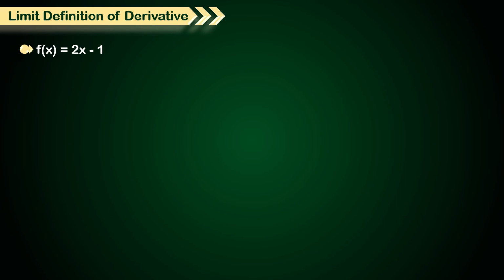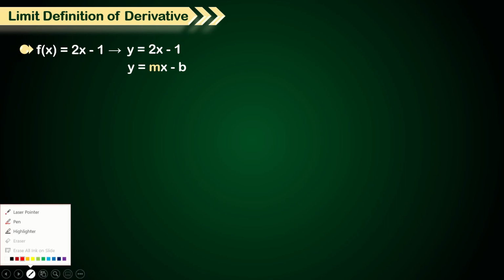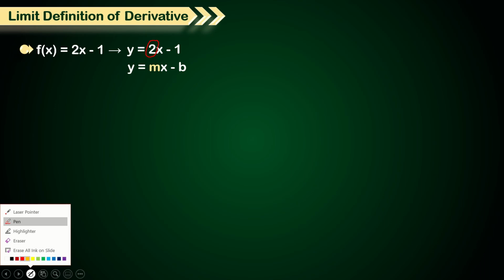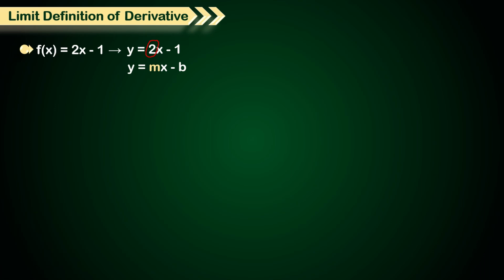The function can be written as y equals 2x minus 1. Take note that the slope-intercept form is y equals mx plus b, where m is the slope of the line. Therefore, the slope of the function is 2. Let's see if we can get the same slope using the definition of derivative.